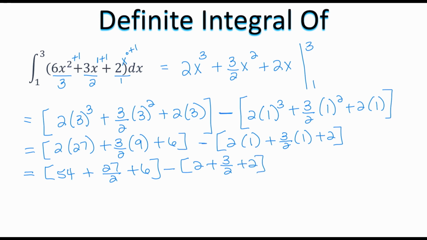So on the left-hand side, if you want to, you can go ahead and put this into your calculator. 54 plus 13.5 plus 6, that's going to give me 73.5, minus 2 plus 3 over 2, which is 1.5 plus 2, is going to give me 5.5. So when I subtract 73.5 minus 5.5, my answer is going to be 68.